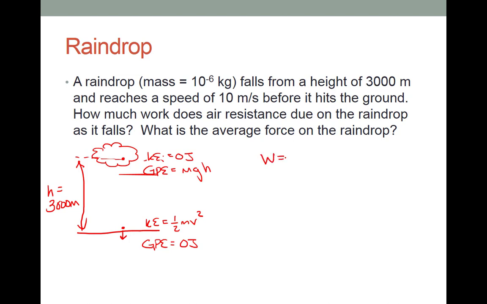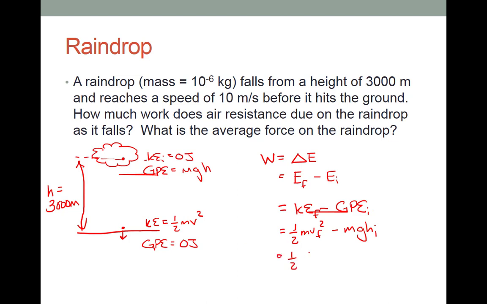Well, work equals the change in energy, which is going to be E final minus E initial. Our final energy is strictly kinetic. Our initial energy is strictly gravitational. So 1/2 mv final squared minus the gravitational potential energy, which is mgh initial.